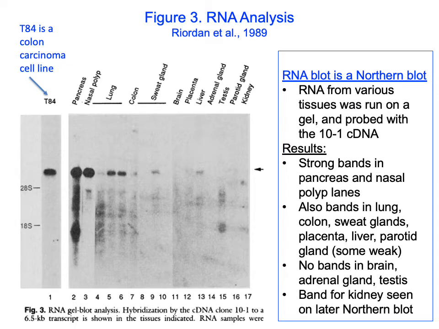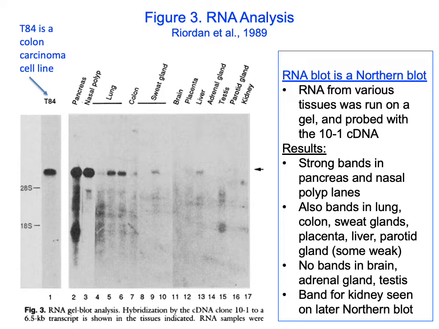Those are on the left. They also saw bands in lung, colon, sweat glands, placenta, liver, and parotid gland, though some of those bands were pretty weak. They did not see bands in brain, adrenal gland, or testis. And although not shown on this figure, in the text they tell us that a band for kidney was eventually seen on a later northern blot.